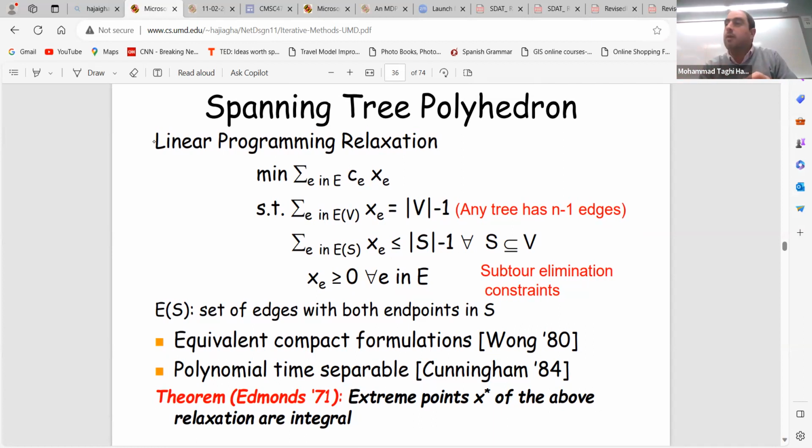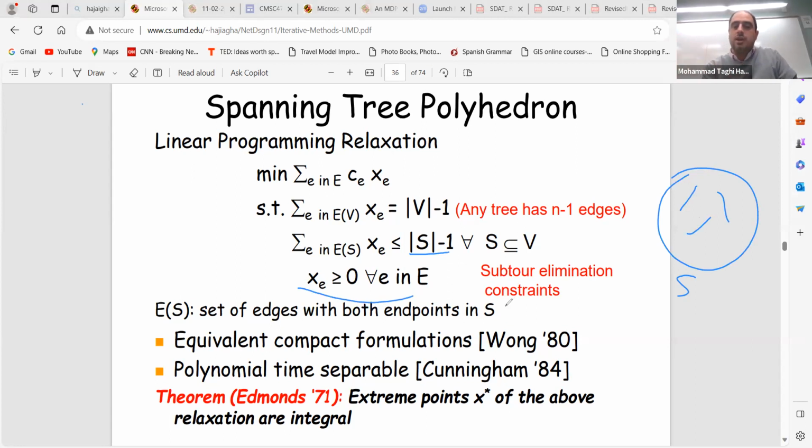For any set S, the sum of the x's should be at most size of S minus 1. Good. So for any set S, the number of edges inside should be at most |S| minus 1. And that's it. So this is so far for a spanning tree.